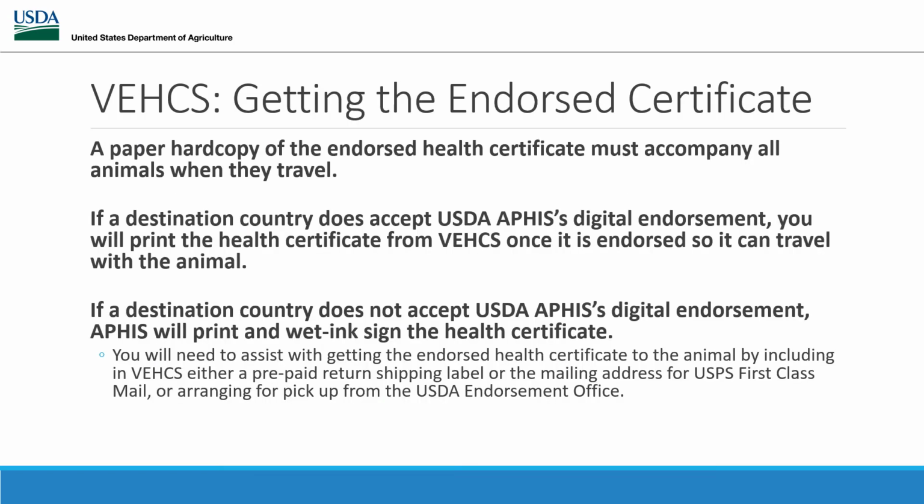Regardless of how a health certificate was endorsed, a paper hard copy of the endorsed health certificate must accompany the animals when they travel. Again, if a destination country accepts USDA APHIS's digital endorsement, the endorsed health certificate is available to you in VEHCS, and you will print the endorsed health certificate to accompany the animal during travel. For VEHCS health certificates that the destination country does not permit digital endorsement of, since those health certificates are endorsed like paper health certificates, those health certificates will need to get back to the animal in the traditional manner, either by mailing or pickup in person.